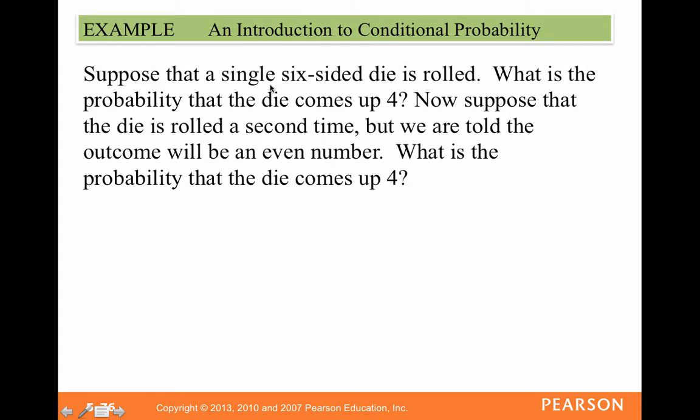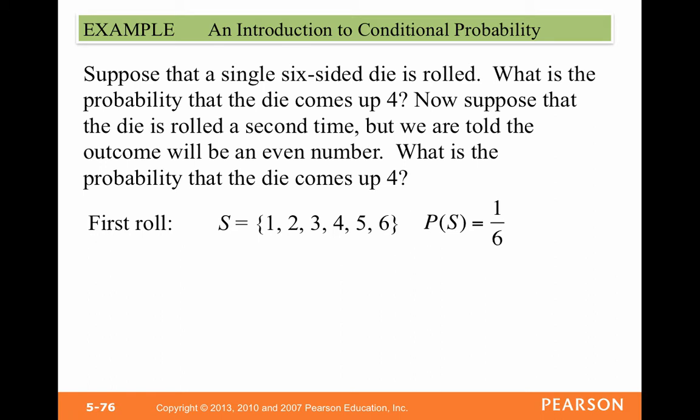So it says, suppose that a single six-sided die is rolled. What is the probability that the die comes up four? Well, if we just roll a die, the probability that we come up with a 4 is just 1 out of 6. Now suppose that the die is rolled a second time, but we are told that the outcome will be an even number. For some reason, you know the roll is going to be an even number. What is the probability that the die will be a 4, given that you already know it's an even number?